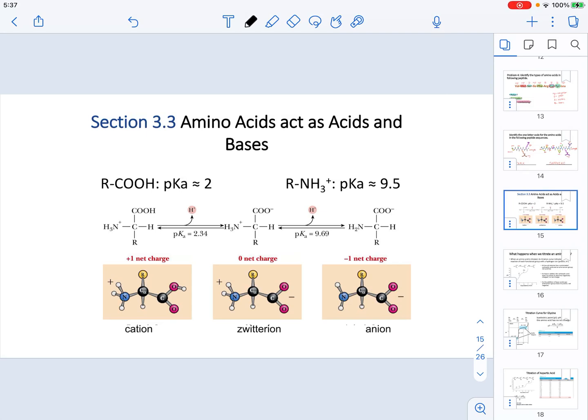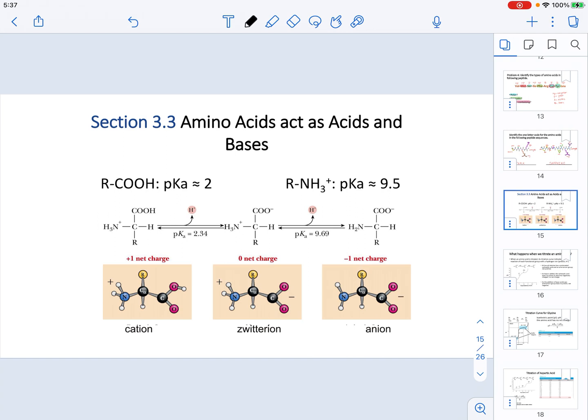In this video, we are going to continue talking about the topics in chapter 3. Now we are going to be focusing on amino acids and how they act as acids and as bases. One of the things that we already established is that when we look at the structure of amino acids, they contain a carboxylic acid and they contain an amino group.